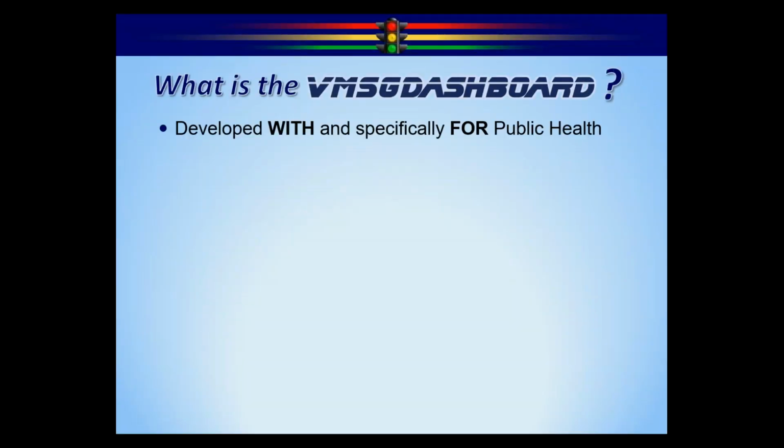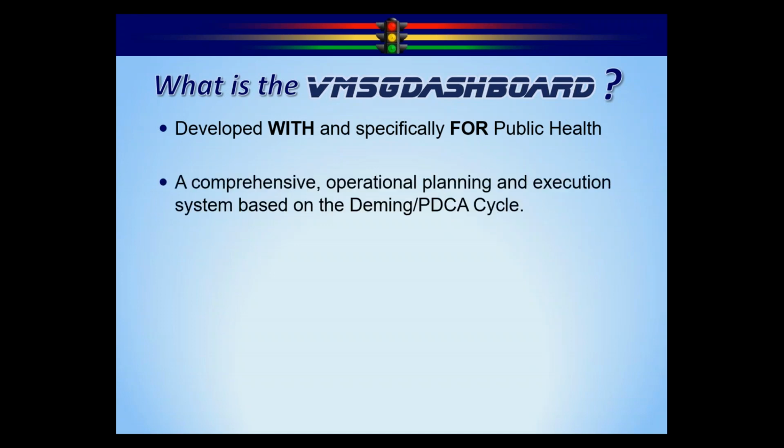So what is the VMSG dashboard? First of all, it was developed in public health, specifically for public health. About 15 years ago, we started developing the system here in Arizona with a couple of really large health departments. What it is, is an operational planning and execution system. Operational planning being specific plans related to specific activities in the department and managed by a specific set of people. We built a PDCA cycle, the Deming cycle, in there: plan, do, check, and adjust, to be able to keep the plans up to date and moving forward here. We'll talk a lot more about that in a few minutes.